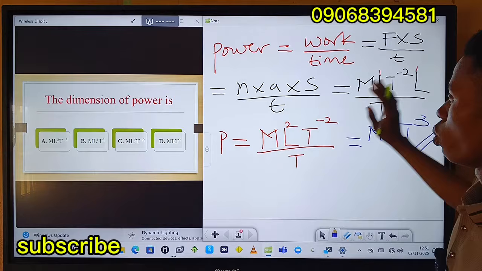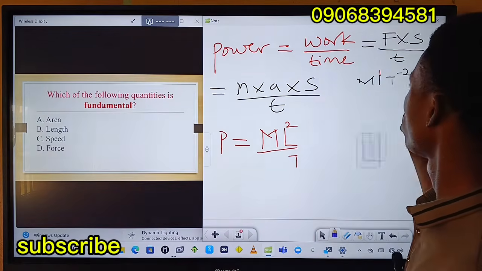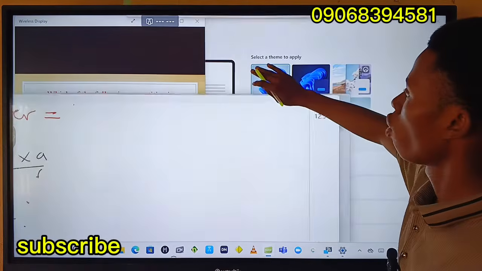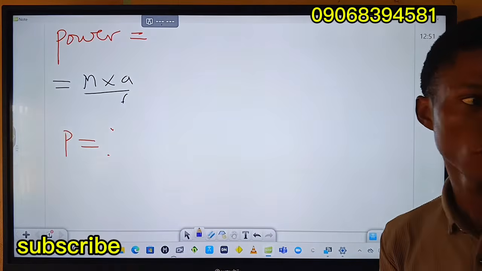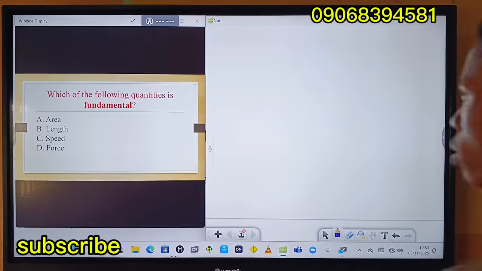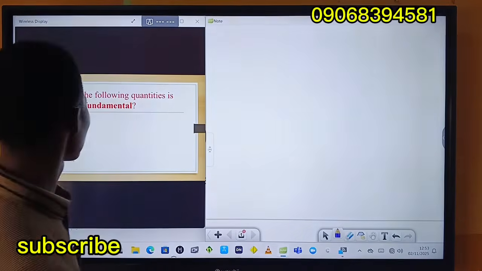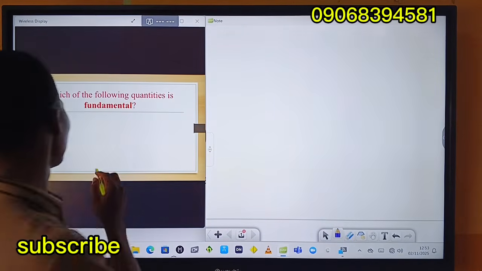Now let's move on to the third question here. The third question says, which of the following quantities is fundamental? And there we're given area.